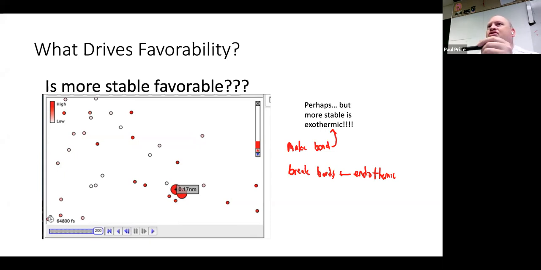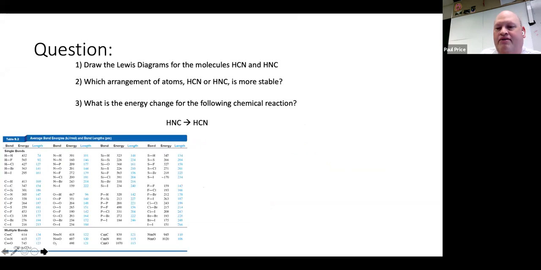What we're going to look at here is a situation where we can both make a bond and break a bond. So let's look at that in the next slide. And so here's the first question. And I'm going to help you with this one because it's really hard to discuss this. It's not a multiple choice question. But one of the most interesting reactions we can look at is what's called the isomerization of hydrogen cyanide.